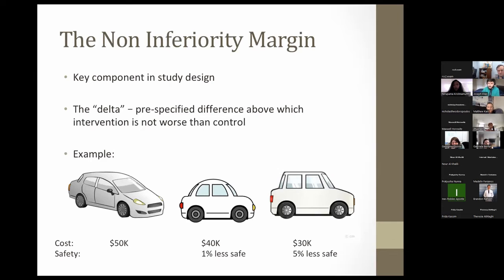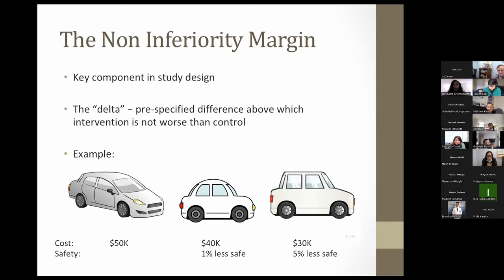So let's say there's a car in the market that costs $50,000, and it's the gold standard car. It's the safest thing available. All new models are compared against this car. Now there's a new car that comes into the market. It's $10,000 cheaper, and it's 1% less safe. And then say there's another car that comes into the market, $20,000 cheaper, but 5% less safe.